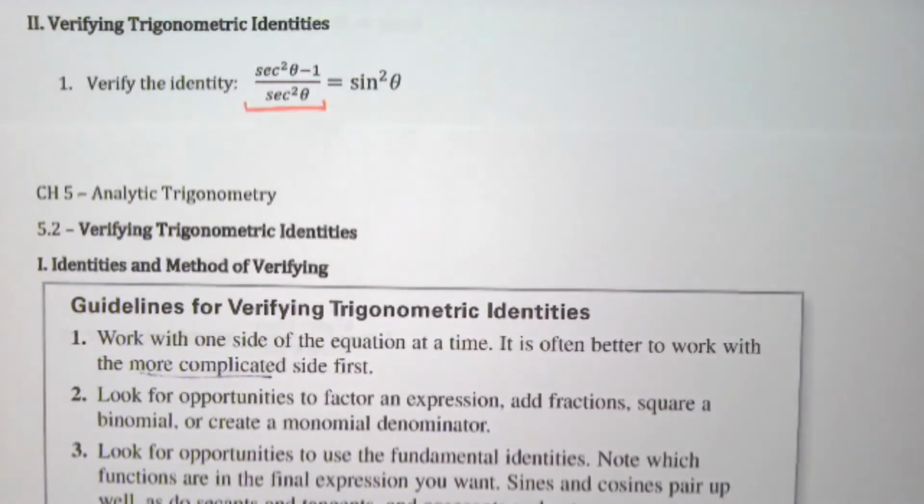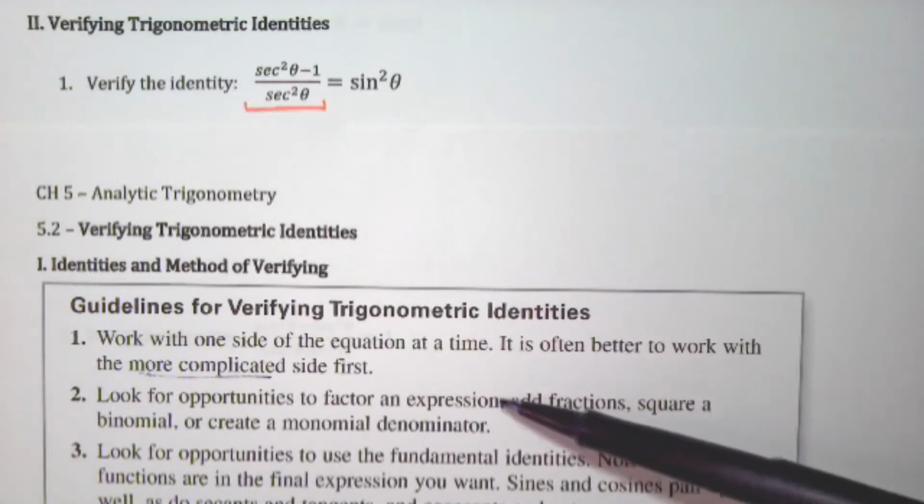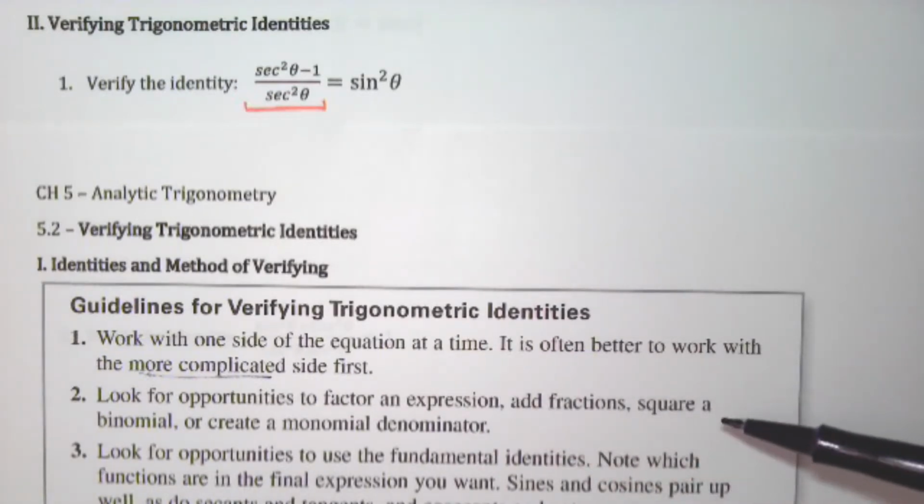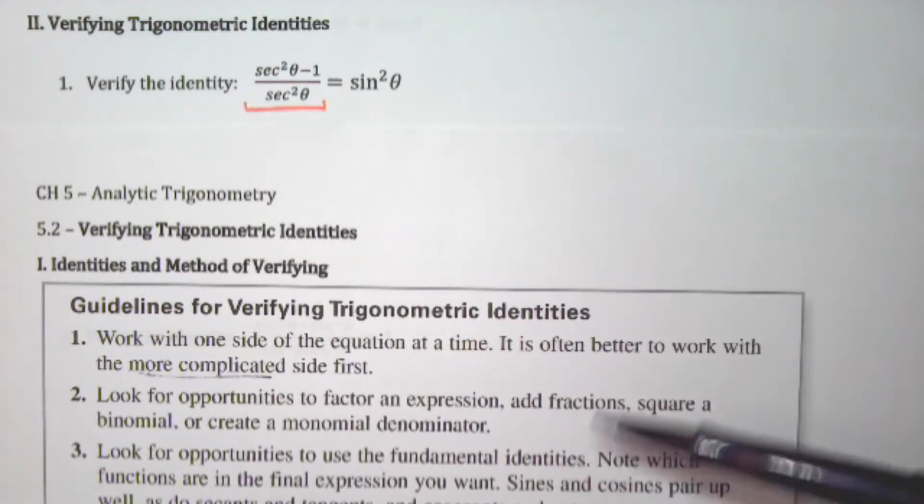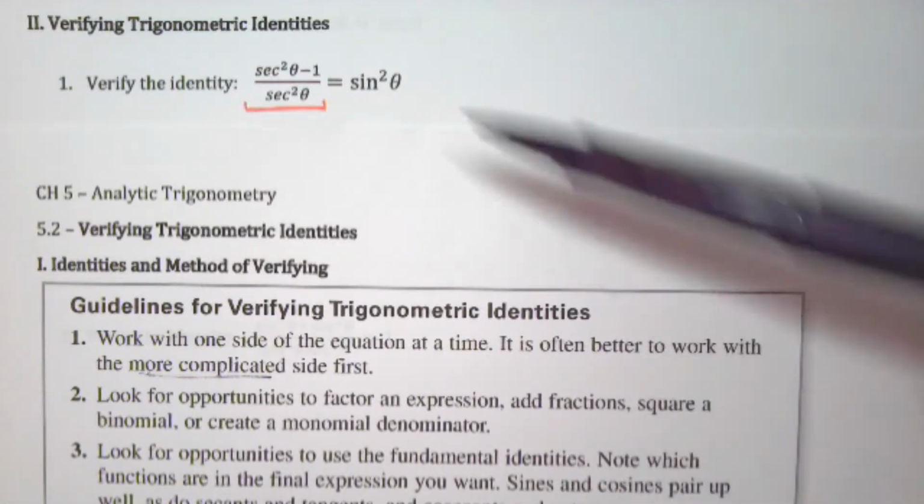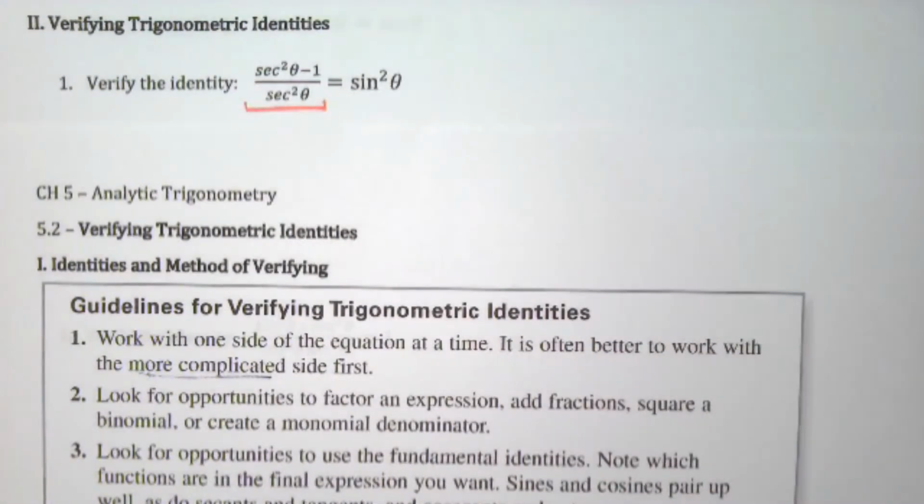Step 2, and this is what we did with simplifying in 5.1, is anytime we see we can factor something, add fractions, take a square root, or create a monomial denominator, a singular value in the denominator like we have right here, then go ahead and do that. Those are going to be our useful tools to get the most simplification happening at once.